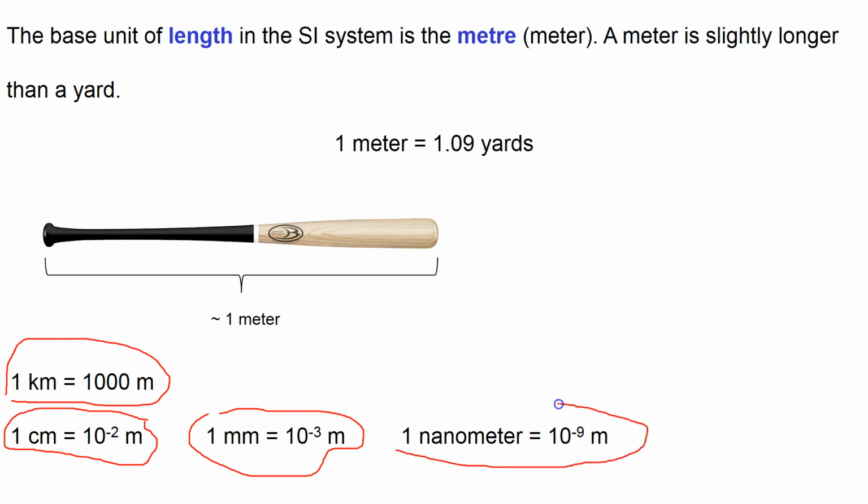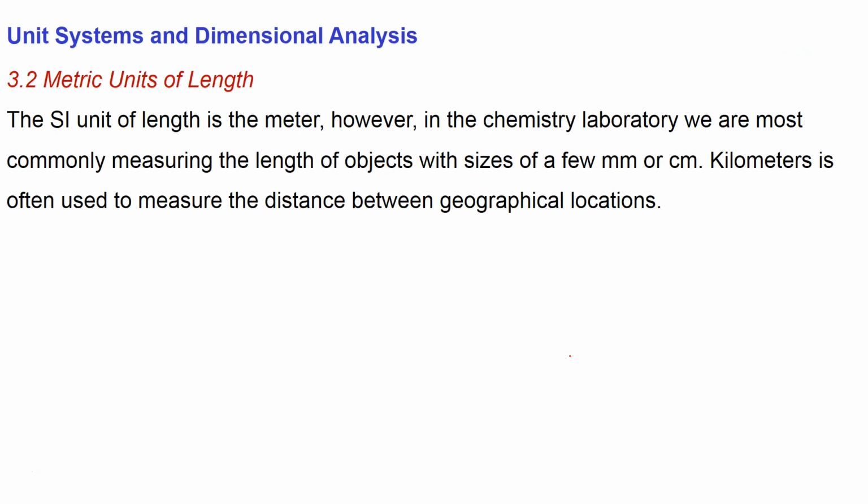Another common unit of length in science is the nanometer, where nano is the decimal prefix equivalent to a power of 10 to the minus 9. The nanometer is used a lot when we're talking about light. Visible light has wavelengths of hundreds of nanometers. You'll see that in Chemistry 162, 163. Okay, so that's the basics of the metric units of length.